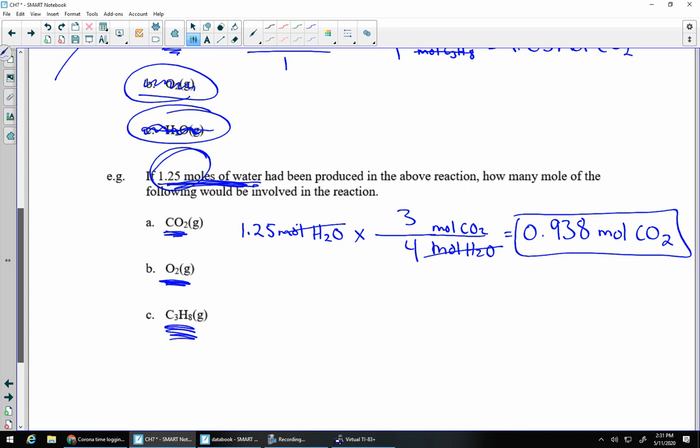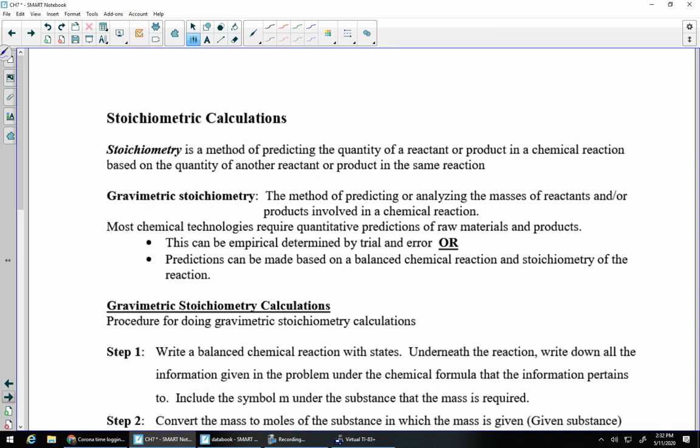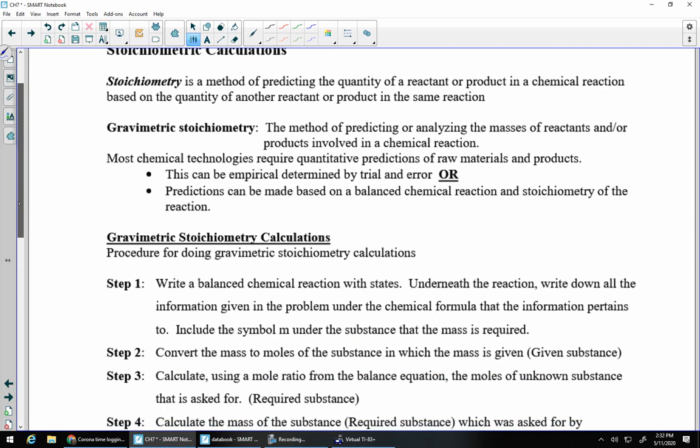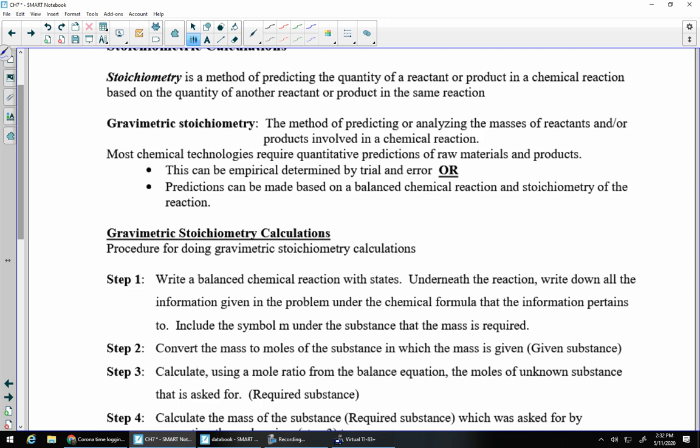All we need to do is cancel the moles of the thing we want to get rid of, have the moles of the thing that we're looking for typically on top, and we should be good to go, right? It's just canceling units like we've done before. So that's one big piece of this. So, stoichiometric calculations. This is a method of predicting reactants or products, kind of like we just did, based on the quantity of another reactant or product. Also, kind of what we just did.